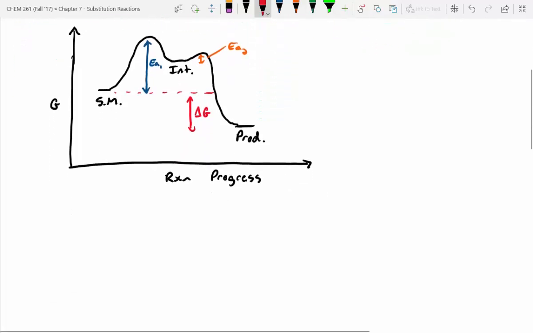Okay, so this is our reaction coordinate diagram. All right, so looking at this, what is our rate limiting step? Is it going to be going over EA1 or over EA2? EA1, it's the bigger hump.